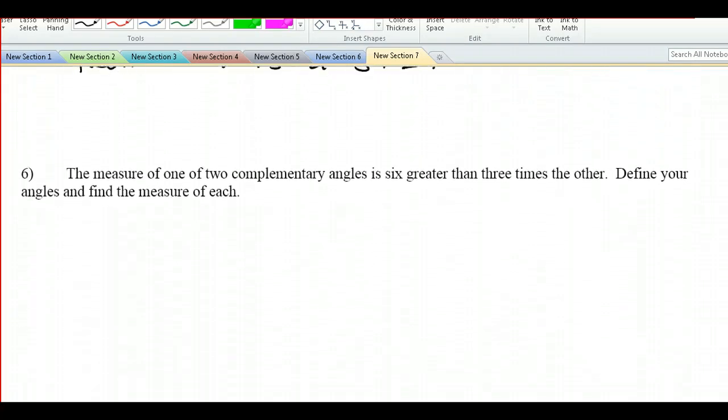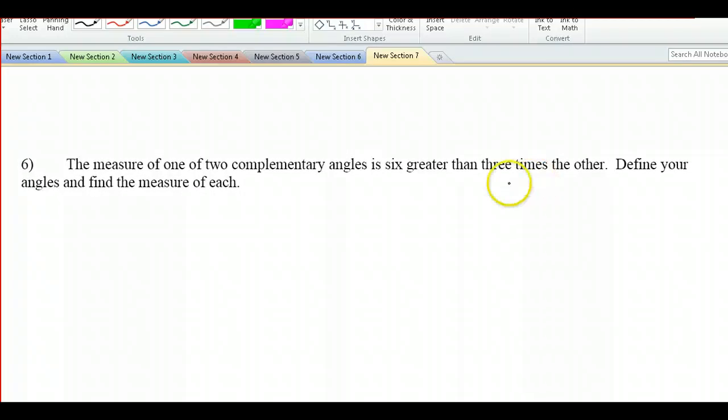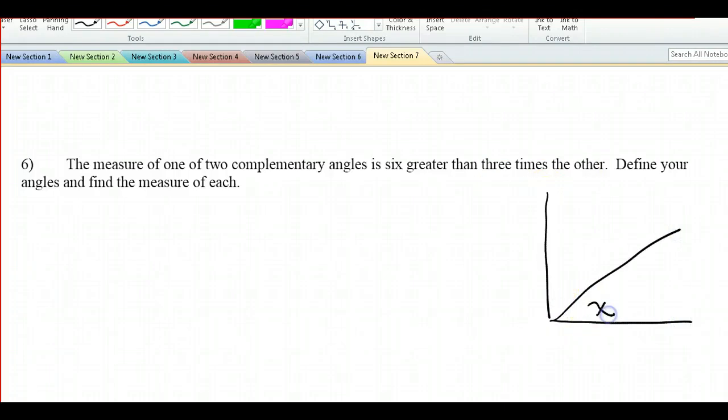Alright, moving on. The measure of one of two complementary angles is 6 greater than 3 times the other. Define your angles and find each measure. So we've got complementary angles, so I'm going to let one of the angles be x. Alright, and the other one is 6 greater than 3 times the other. So this one's got to be 3x plus 6. 6 greater is plus 6, and then 3 times the other. And since they're complementary, I know that they have to add up to 90.